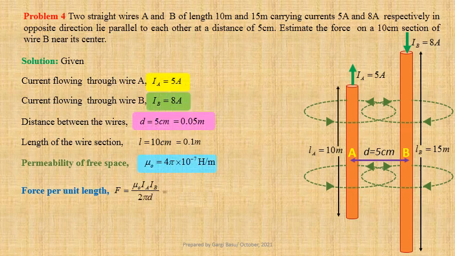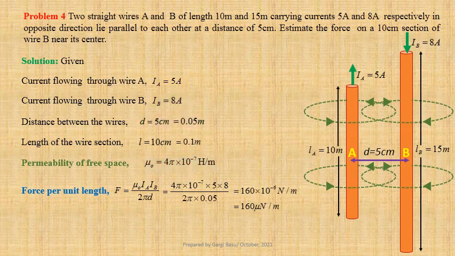Using values we get 4 pi into 10 to the power minus 7 into 5 into 8 divided by 2 pi into 0.05. That gives us 160 into 10 to the power minus 6 Newton per meter, or 160 micronewton per meter. Force on the 10 centimeter section of wire B, F net equals F into L. Using values we get 160 into 0.1, that gives us 16 micronewton.